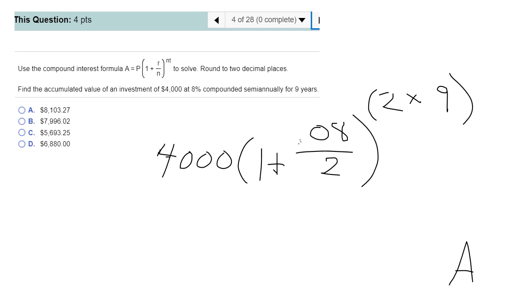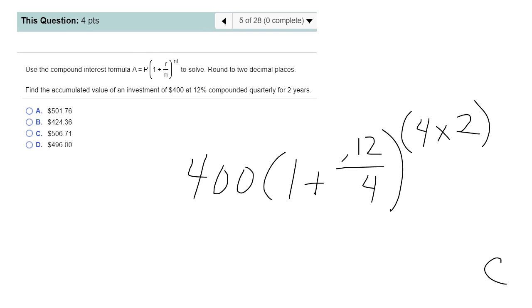I would enter those values into my calculator as given. Notice that I put a parenthesis around that 2 times 9. That just helps your calculator know that both 2 and 9 were in the exponent of the formula. When you work this out and round it off to the nearest cent, the answer is A.